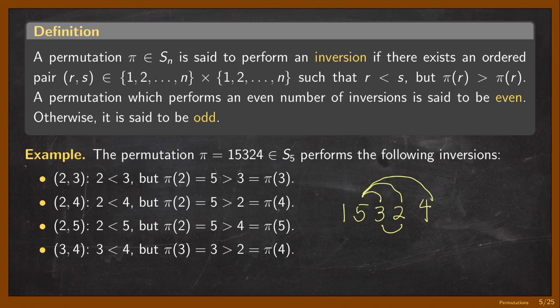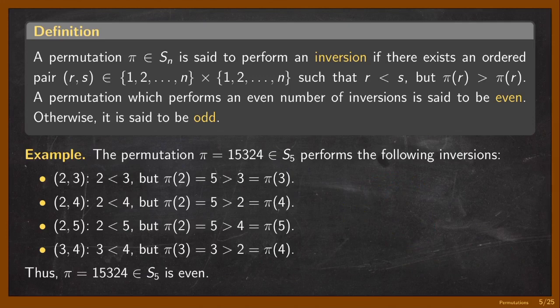Take note, for example, that this is not an inversion because 3 is on the left of 4, and 3 is less than 4, that's fine. So if you're going to count the number of inversions this permutation performs, it's just the number of arcs that we have drawn. So in this case, there are 4.